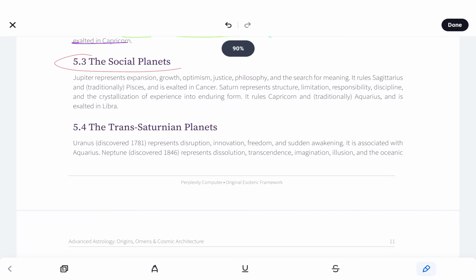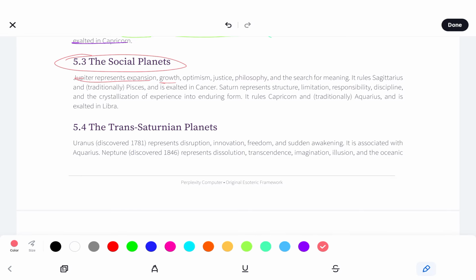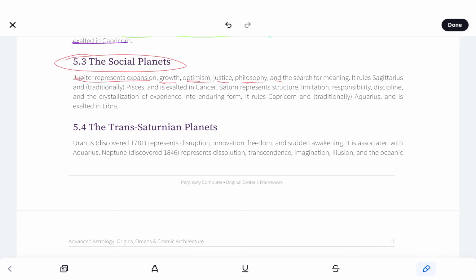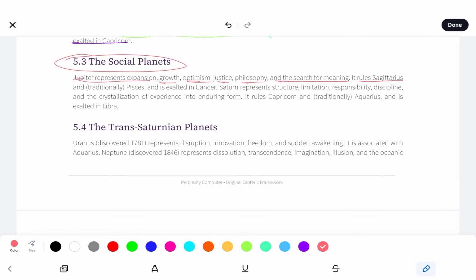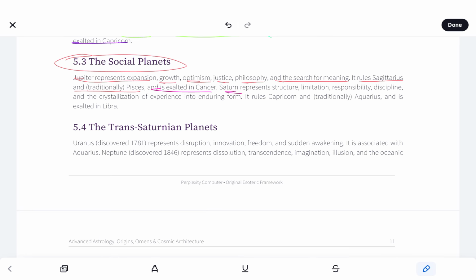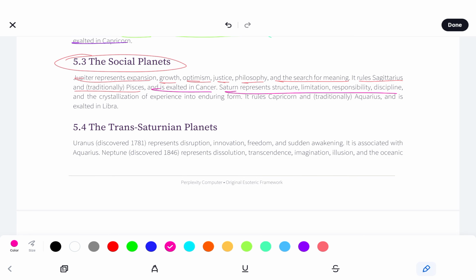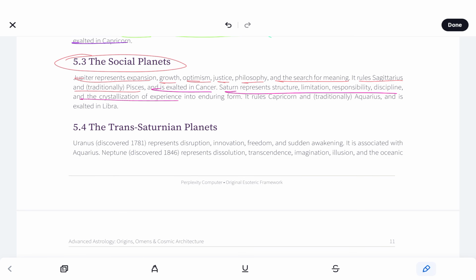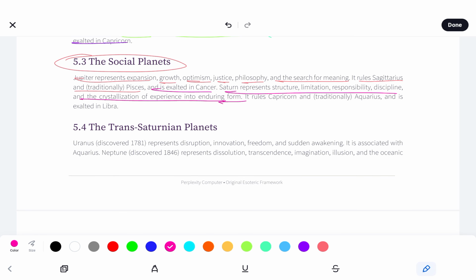The social planets. Jupiter represents expansion, growth, optimism, justice, philosophy, and the search for meaning. It rules Sagittarius and traditionally Pisces and is exalted in Cancer. Saturn represents structure, limitation, responsibility, discipline, and the crystallization of experience into enduring form. It rules Capricorn and traditionally Aquarius and is exalted in Libra.